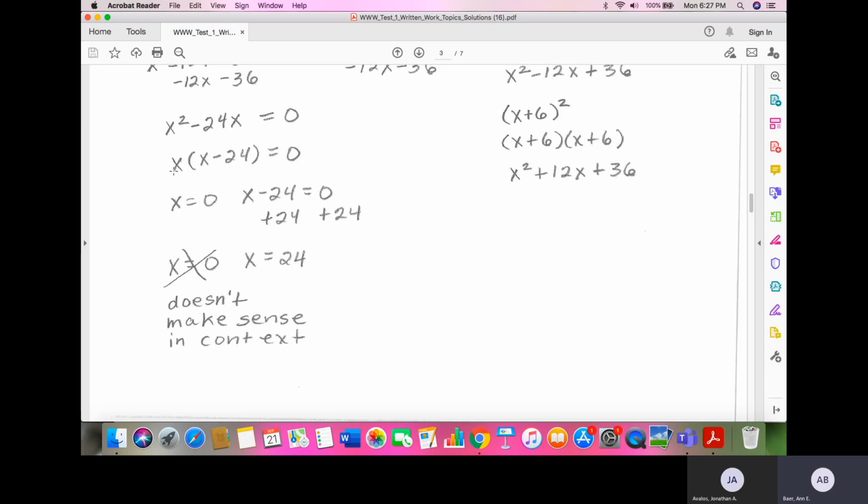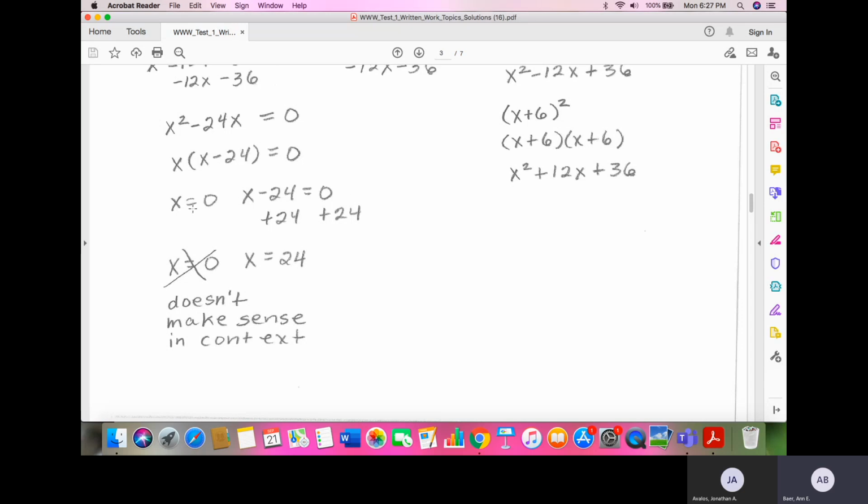You can check this, go backwards. X times x is x squared. X times negative 24 is negative 24x. So you can check by going backwards if you're unsure you're doing it right. So this is what we get. There's an understood multiplication symbol here. So we're going to set each factor equal to 0: x equals 0, and x minus 24 equals 0.